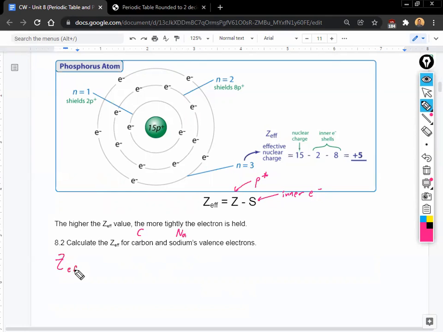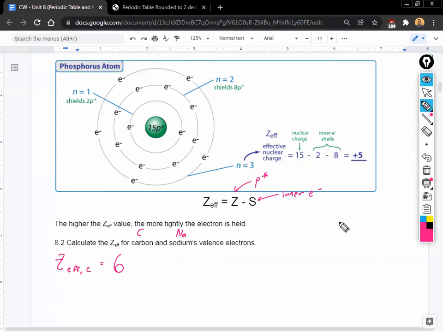What we need to do first is figure out how many protons carbon has. How many protons does carbon have? 6, yeah. It's going to have 6 protons because that's the number on the top of the box. So that's Z. The Z of carbon is 6. Now we need to subtract the inner electrons.